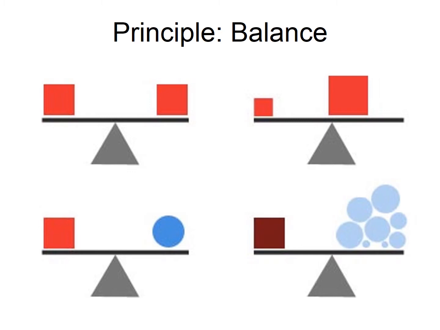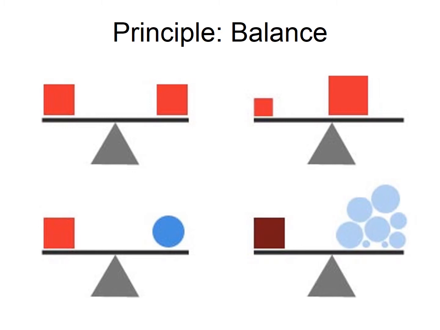If you look over to the right, in the upper right-hand corner, you see the same thing. We have a scale and a fulcrum, and this time you have a smaller square and a larger square. Once again, they're the same color and they're the same shape, but one is smaller and one is larger. However, you'll notice that the larger square is closer to the fulcrum. It's moved closer to the center.